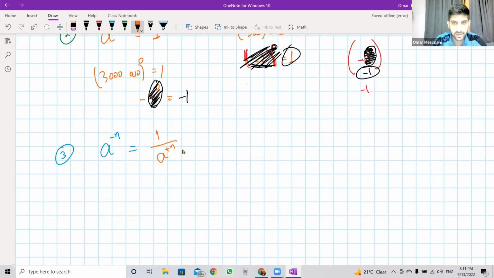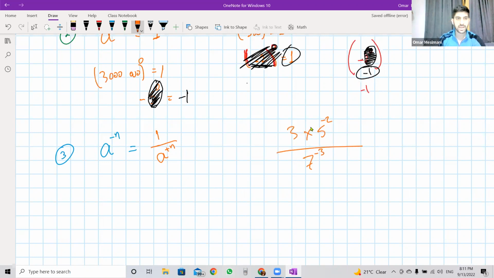Is it always 1 over? Not always 1 over. I'm going to show you some examples, but the concept I want you to understand is like that. Let's say that I have 3 multiplied by 5 to the power of -2 over 7 to the power of -3.